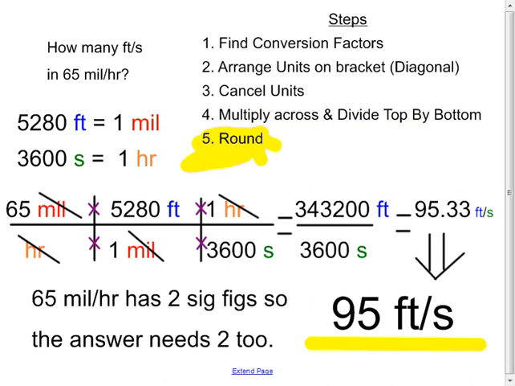The last step, as always, is to round it for sig figs, and I go by the original measurement, 65. 65 is 2 sig figs. I look at the 95.33. It needs to have 2. So then I look at the 3, it rounds down, so the answer is 95 feet per second.